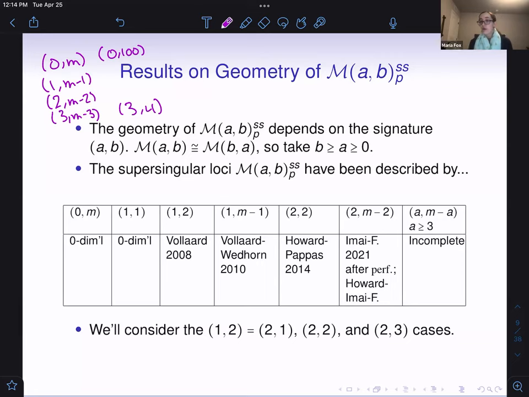And that's reflected in the order in which these supersingular loci were studied. So we're going to focus on three examples for motivation: signature (1,2), and signature (2,2), which was the first one studied of this type, besides the cases where (0,2) was done here. And (1,2) is the same as (2,1). So this was the first interesting (2,m−2) case. And then as a more general example, we'll study (2,3) as well. So these will be our three prototypes.